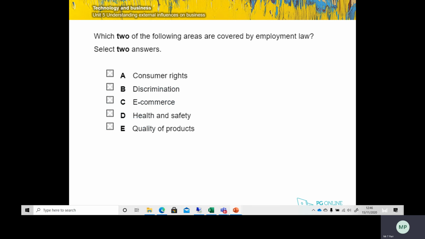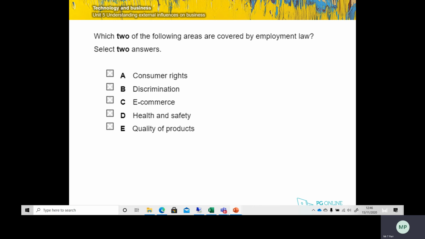Okay, so let's look at some typical questions. By all means, pause the video, have a go at this if you haven't done so already. So let's move on. First of all, which two of the following areas are covered by employment law? This here is a section A question. So you normally have a few multiple choice anyway.